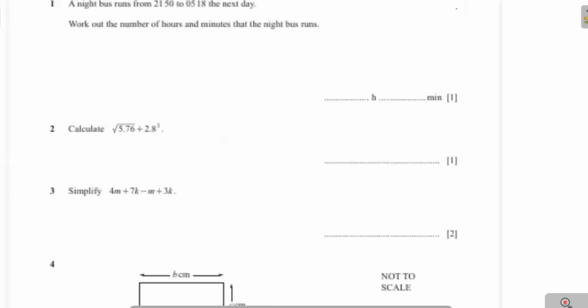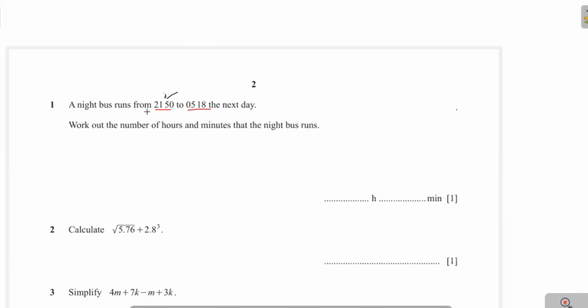Let's start the paper. Question 1. A night bus runs from 2150 to 518 the next day. Work out the number of hours and minutes that the night bus runs. This is the departure time, and the departure time is 2150. The bus starts running. After 10 minutes, the time becomes 22, and then 22, 23, and 00.